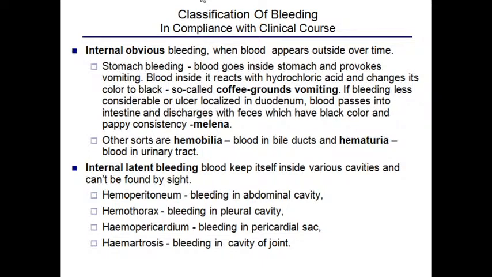Internal latent bleeding, the second variant. Internal latent bleeding is when blood keeps itself inside various cavities and cannot be found by sight. As examples, hemoperitoneum, bleeding in the abdominal cavity, in the peritoneal cavity, between layers of peritoneum. Hemothorax, bleeding in the pleural cavity, between layers of pleura, between visceral and parietal layers. Hemopericardium, bleeding into the pericardial sac, and hemarthrosis, bleeding in the cavity of a joint.